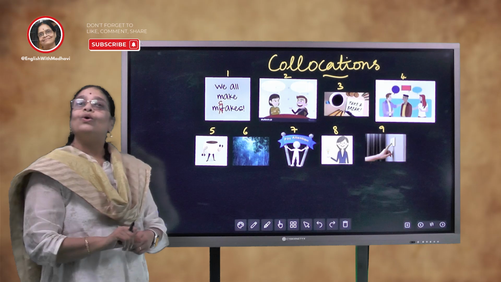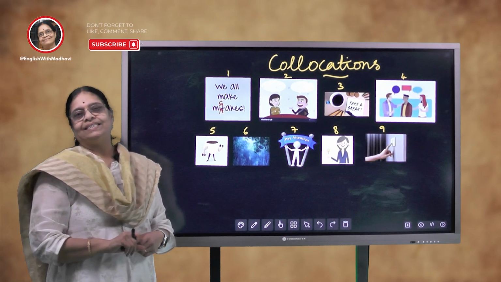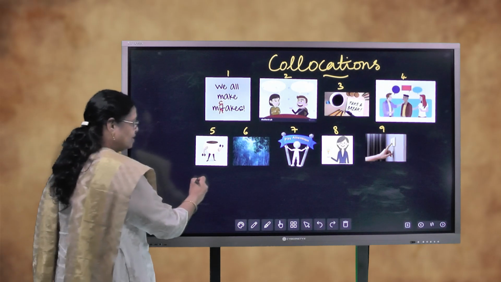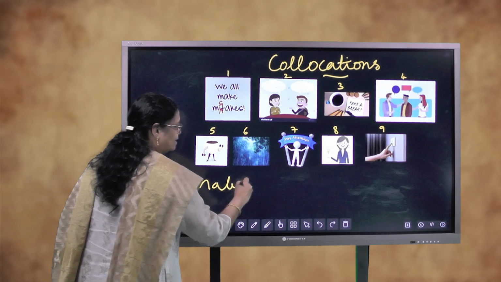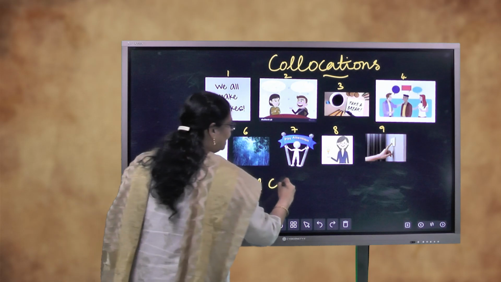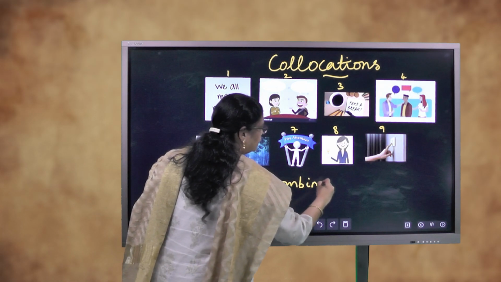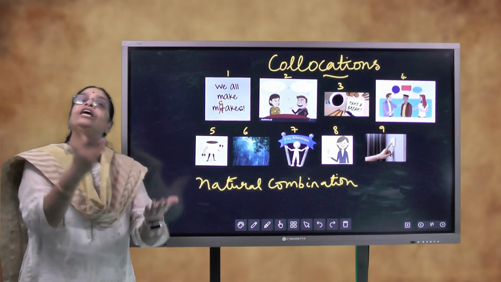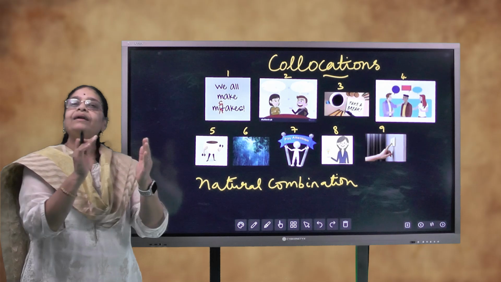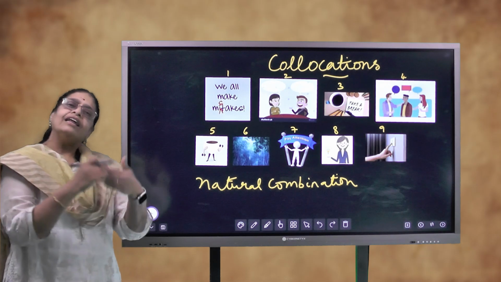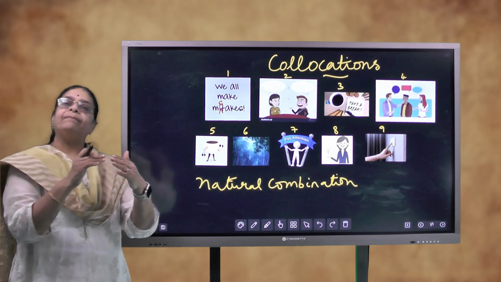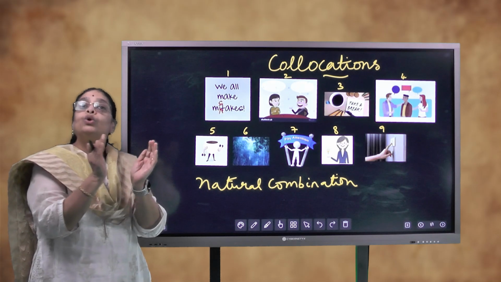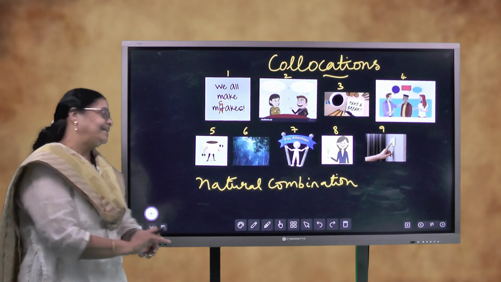Let's look at some collocations. What are collocations? In fact, a collocation is an interesting feature in the English language. It can be termed as a natural combination of words. That is, one word is habitually used with another, and that makes a collocation. There are no set rules. In fact, it has been habitually used so, and they have become collocations. Those words collocate or unite with each other.